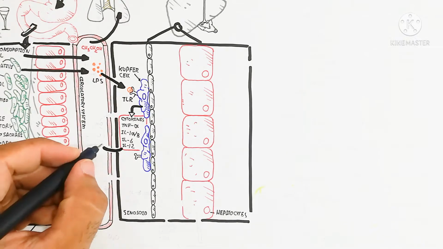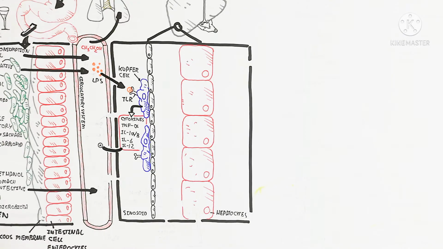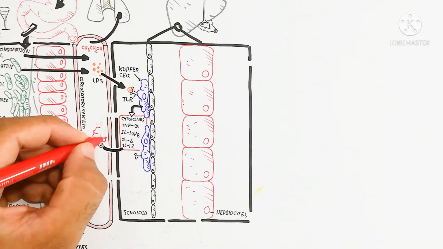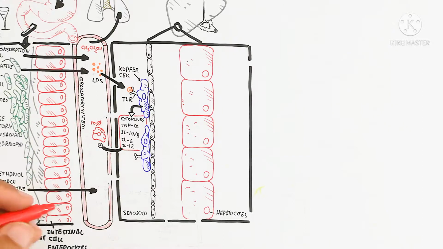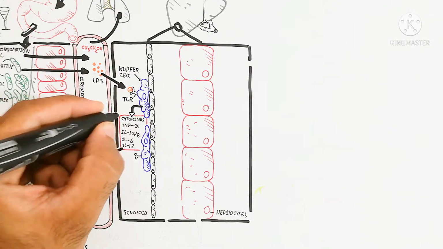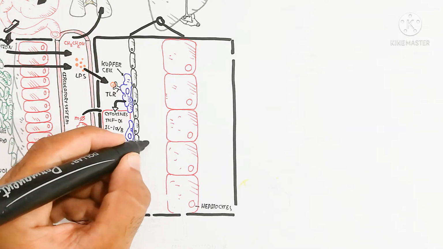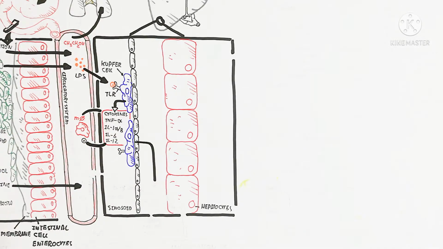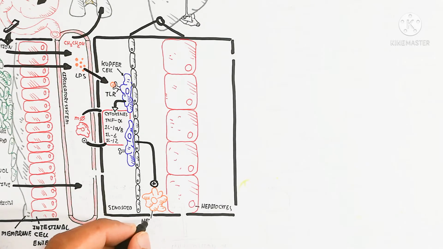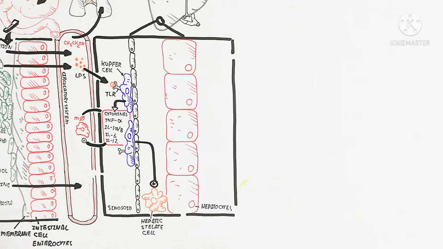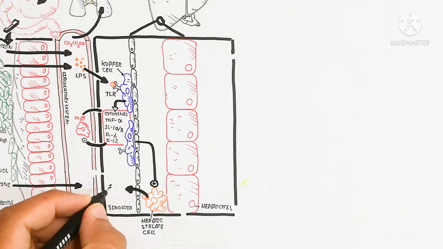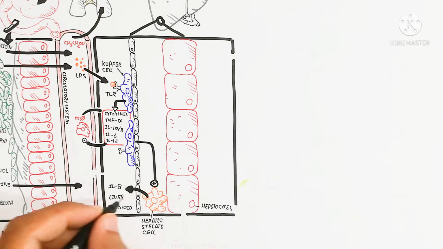These inflammatory mediators move into the blood and recruit macrophages, which move into the liver sinusoid and consume the lipopolysaccharide. Why? Because an excess of lipopolysaccharide is dangerous in our body. The important thing is that the inflammation increased by the Kupffer cells gives a positive effect on the hepatic stellate cells.